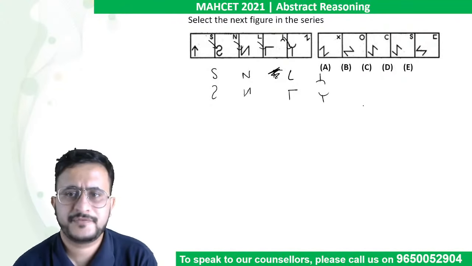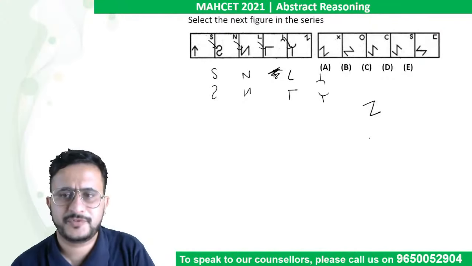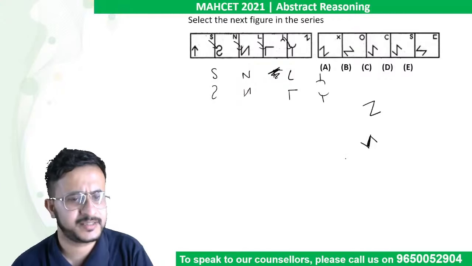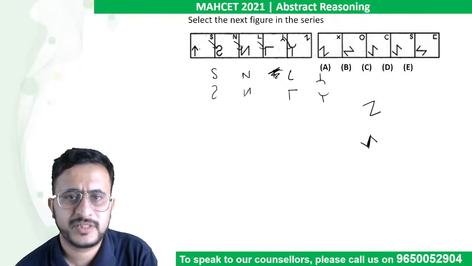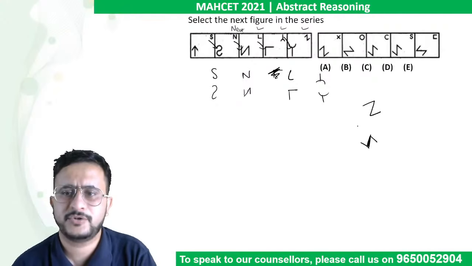Okay, so if you have Z, how will Z look as a water image? If you take the water image of this, it will be a Z like this, correct? And what is happening to this element? Some new element is coming here. There is something new, something new, something new. So some new element should come here.